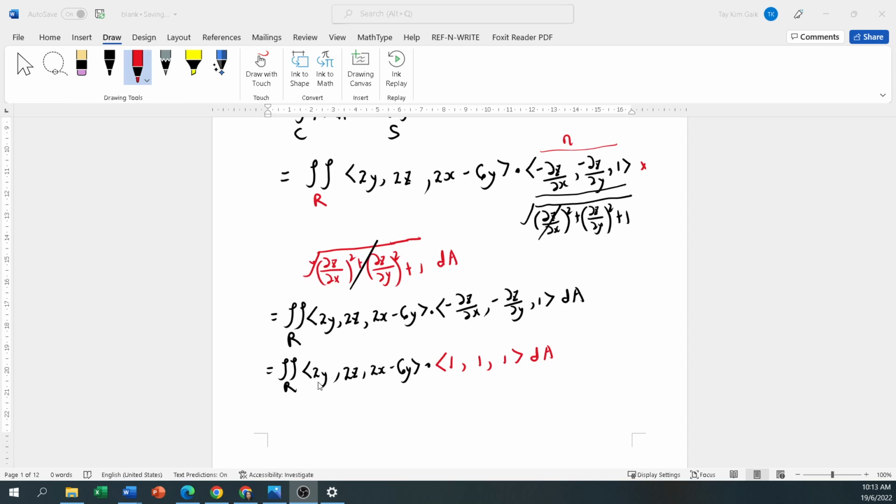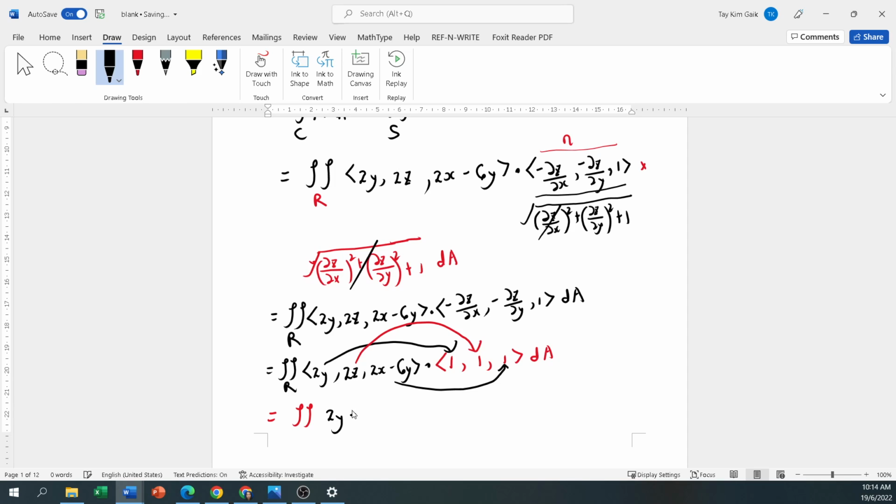Finding the dot product first, then you have 2y multiplied with 1, i dot i is 1. And then 2z multiplied with 1, and j dot j is 1. Lastly, 2x minus 6y multiplied with 1, and k dot k is 1. So you got 2y plus 2z plus 2x minus 6y dA.